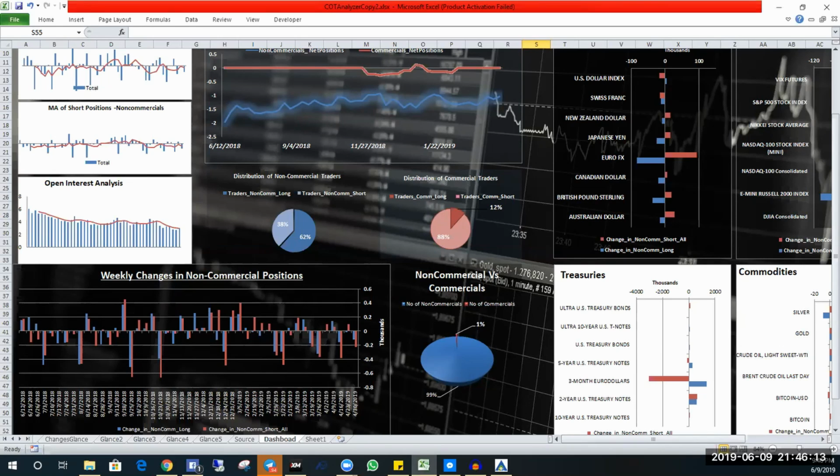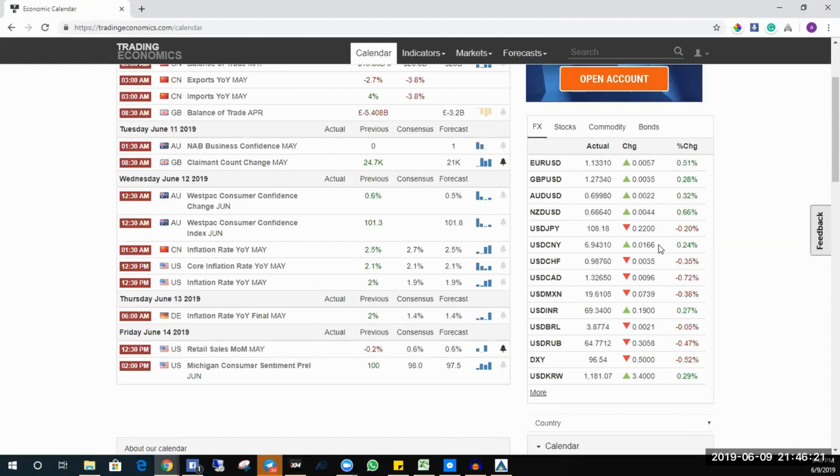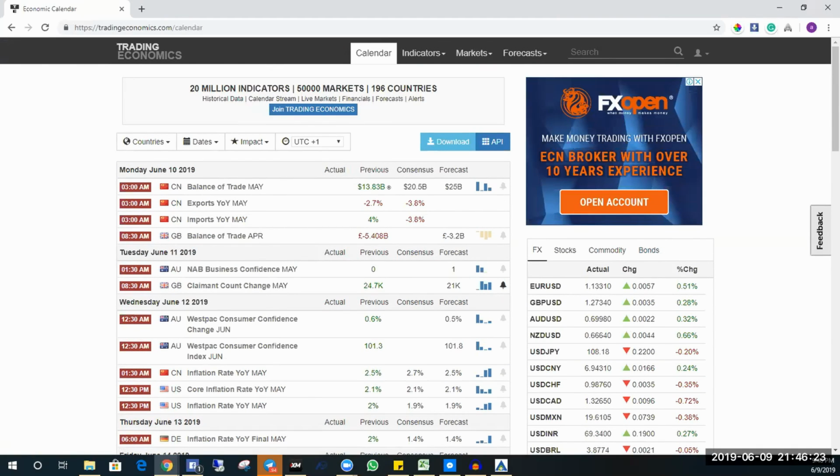So let's see what the calendar will look like for the week. Let's start with a calendar. All right, let's bring that up. On Monday, the balance of trade, we've seen a lot of trade figures for China. That will also include the export figures for year-on-year for May. The export numbers for China is expected. Imports also for year-on-year. This is expected to dip. The market expects that to dip.